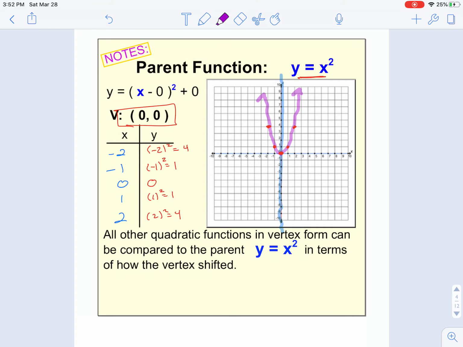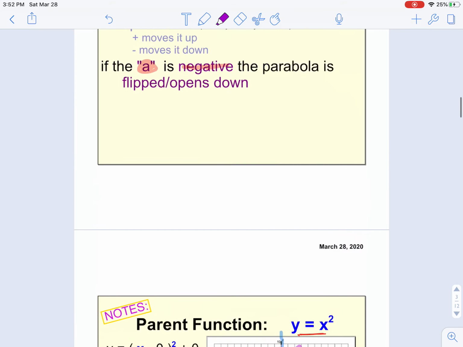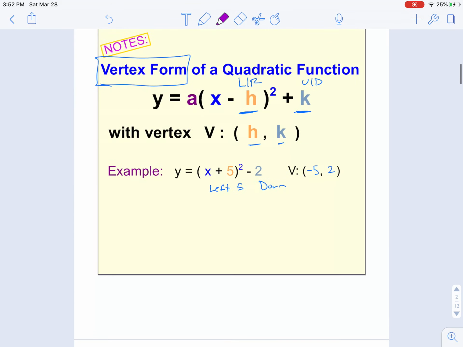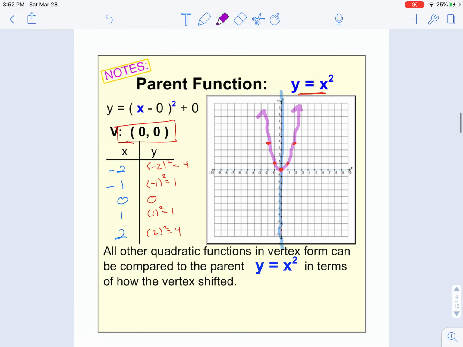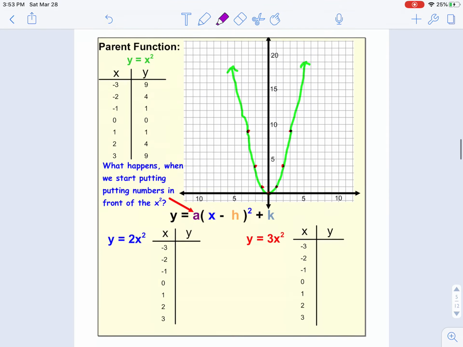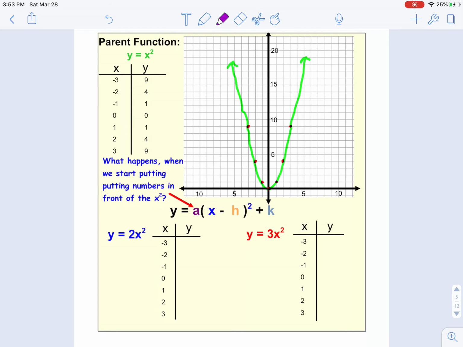And I'll point out, and we'll talk a little bit more about it tomorrow, but even if I move this vertex, let's say I moved my vertex to -5, 2, I'm still going to see the same pattern. Over 1, up 1. Back 1, up 1. Over 2, up 4. Back 2, up 4. My question then becomes, since this is the only thing that we haven't talked about yet, what happens when I start putting numbers in here for a? What happens when I put numbers in front of that x squared?